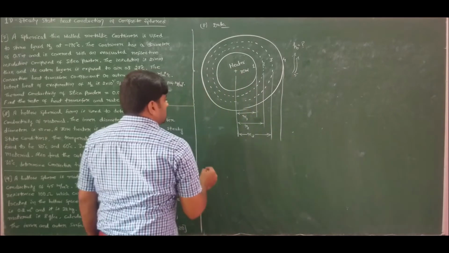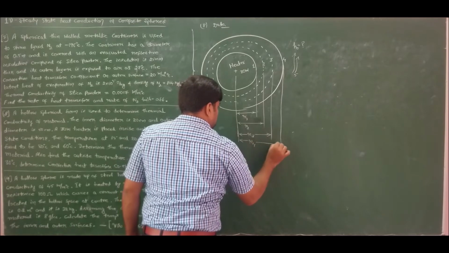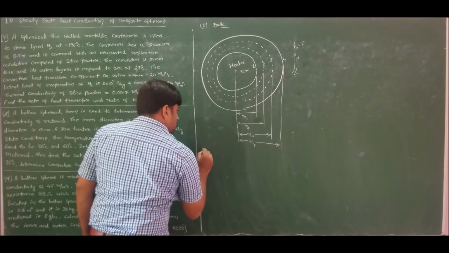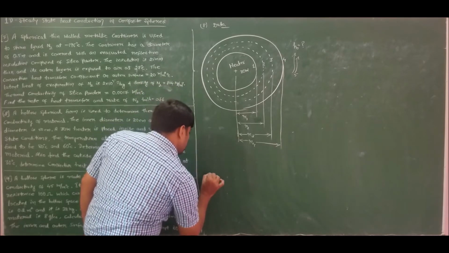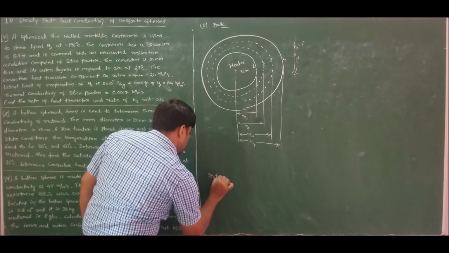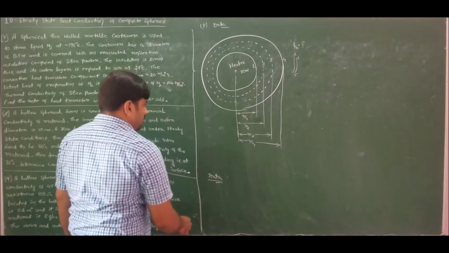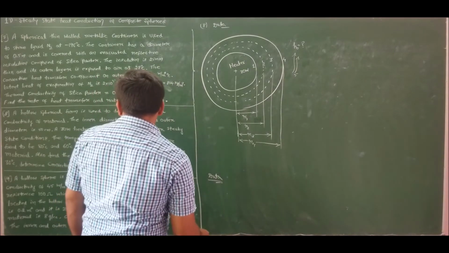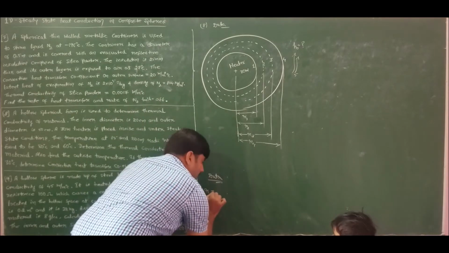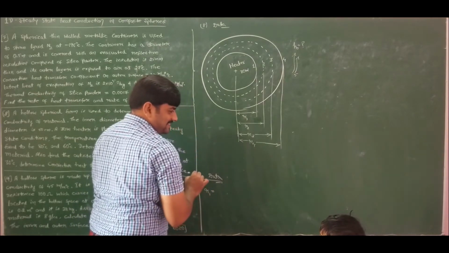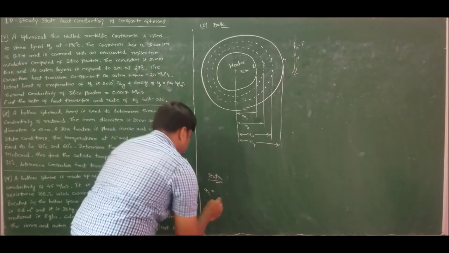So now, if I list out the data given for us, this is radius R4. Let us leave space for the electrical circuit representation and list out the data given. We have the inner diameter as 20 centimeters. So therefore radius R1 will be 20 by 2, which is 10 centimeters.